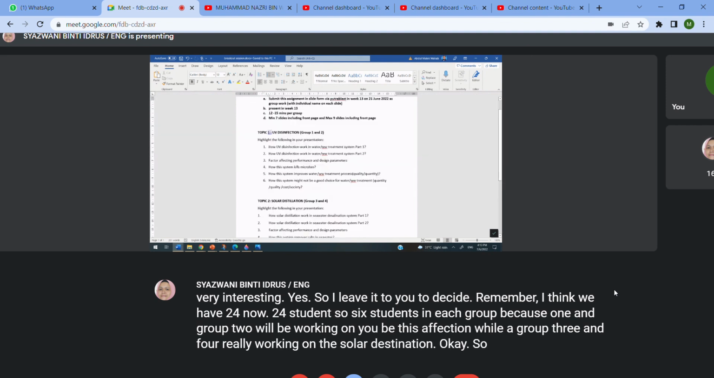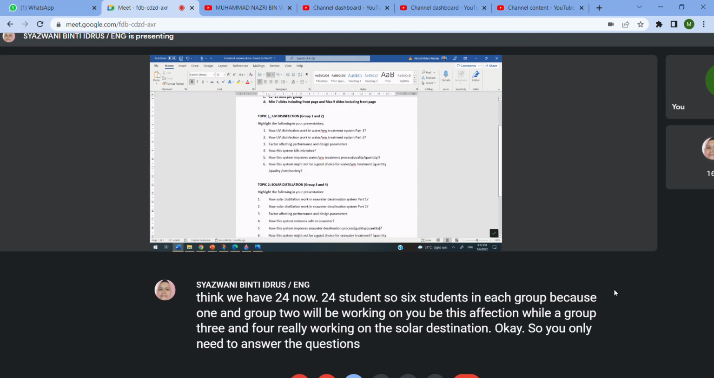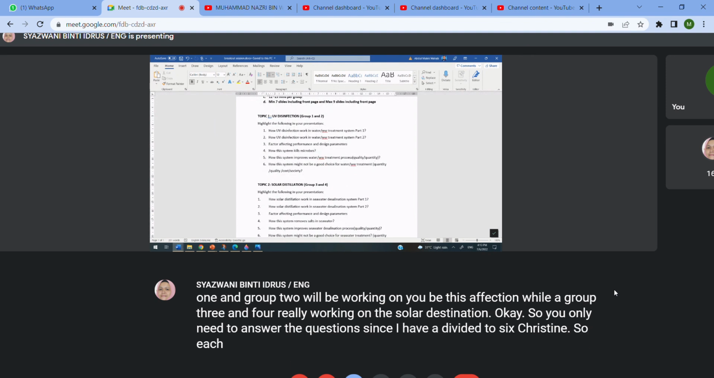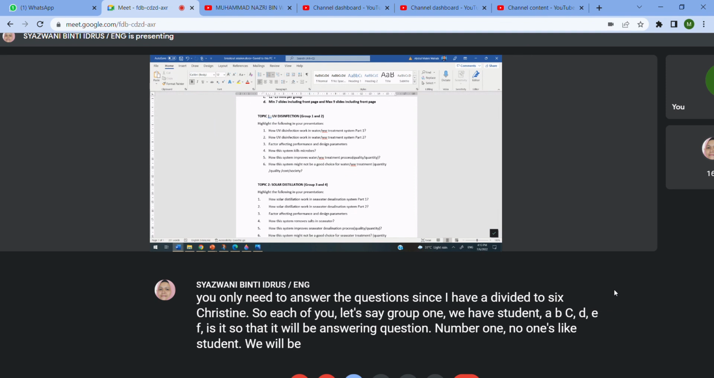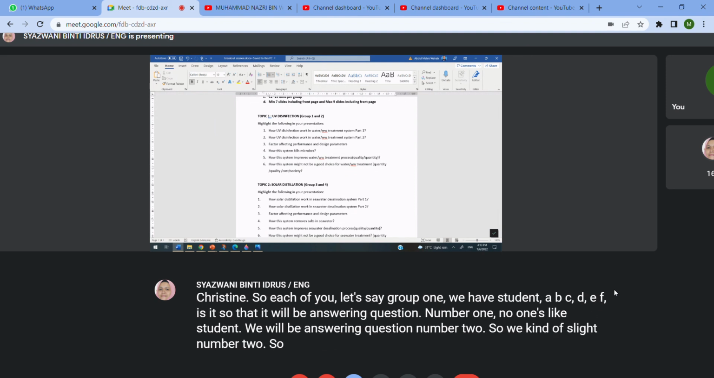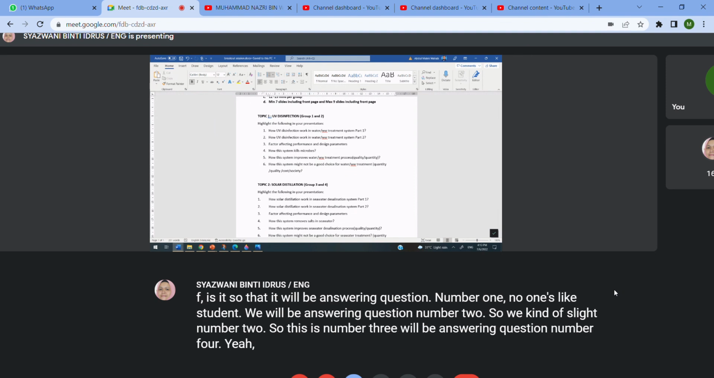So you only need to answer the questions. I have divided them into 6 questions, so for group 1, let's say we have students A, B, C, D, E, F, 6 of them. Student A will be answering question number 1, 1 slide. Student B will be answering question number 2, so it will become slide number 2. Student C will answer question 3, student D question 4, student E question 5, and student F question 6.